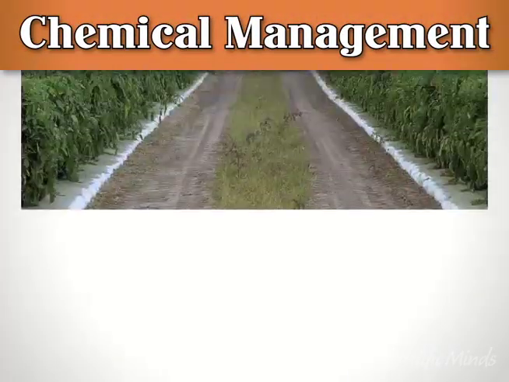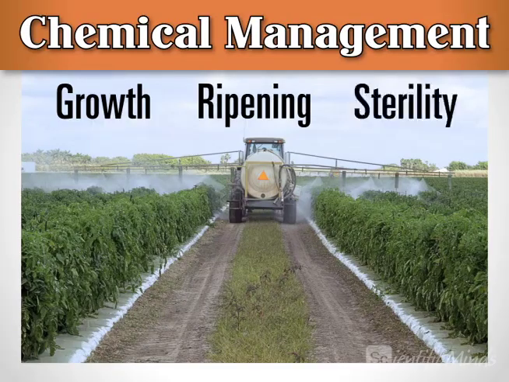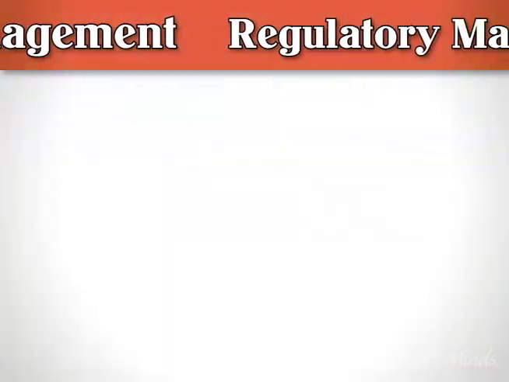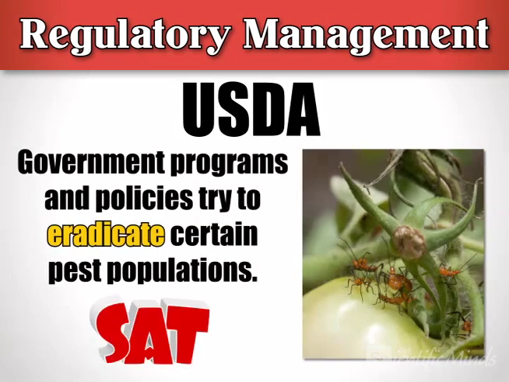Chemical management includes pesticides as well as chemicals that regulate growth, ripening, and sterility. Diseases caused by bacteria and fungi are easier to manage with chemicals than diseases caused by viruses. Regulatory management involves government programs and policies, like the Plant Protection Act of 2000, that try to eradicate certain pest populations or at least control them.